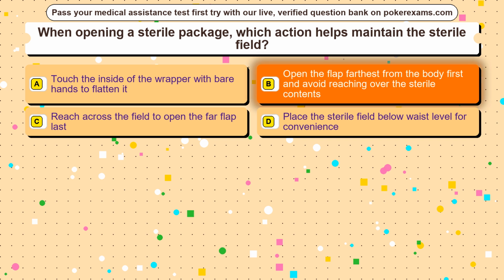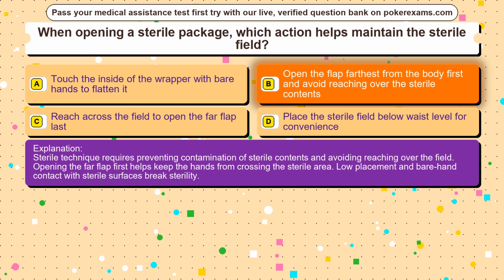The correct answer is option B, open the flap farthest from the body first and avoid reaching over the sterile contents. Sterile technique requires preventing contamination of sterile contents and avoiding reaching over the field. Opening the far flap first helps keep the hands from crossing the sterile area. Low placement and bare-hand contact with sterile surfaces break sterility.